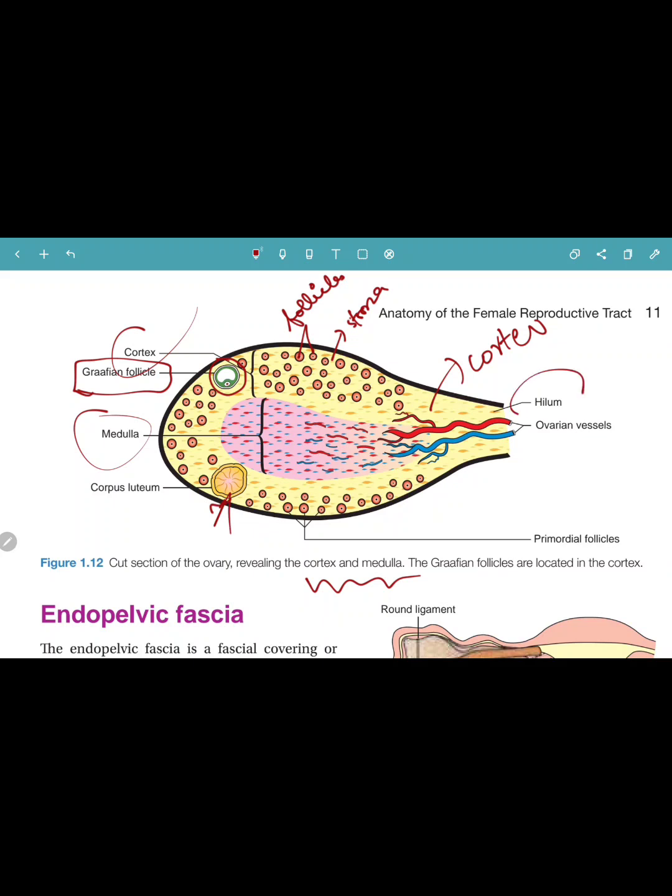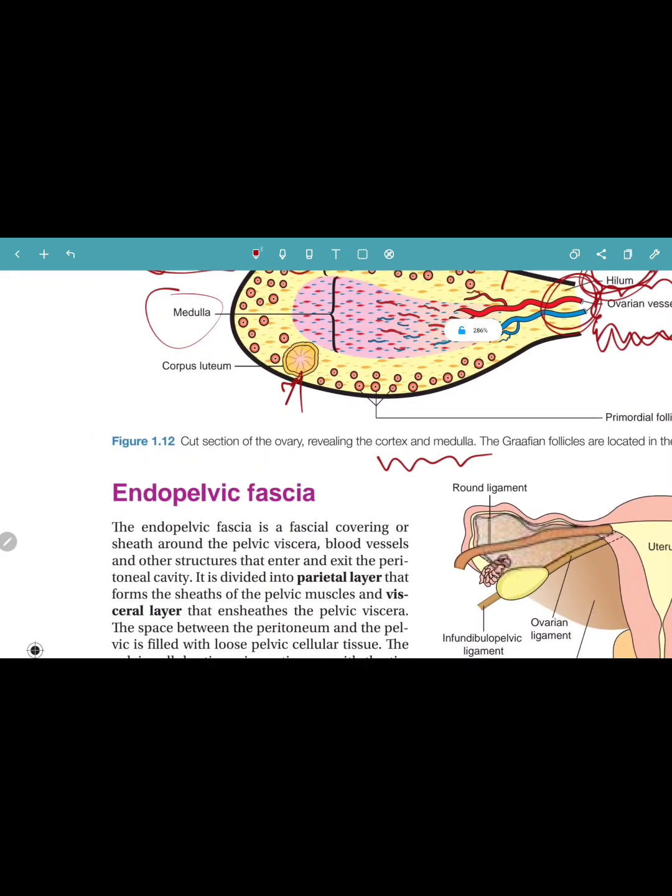This is the hilum of the ovary, and these are the ovarian vessels. In the hilum of the ovary, you can see the ovarian vessels.